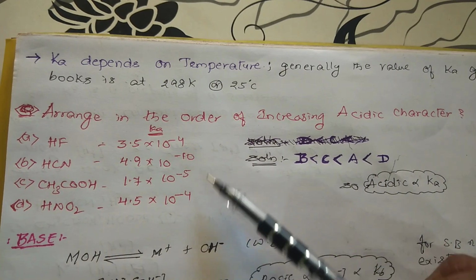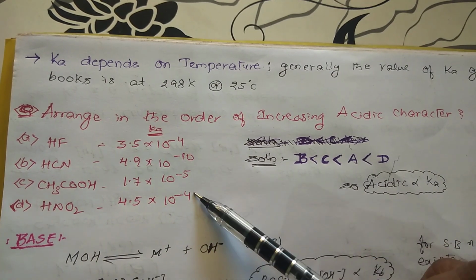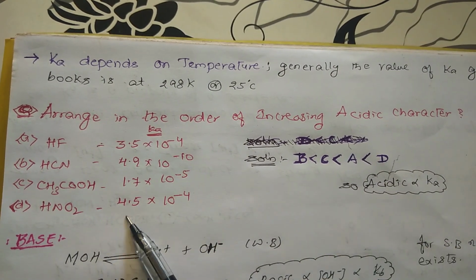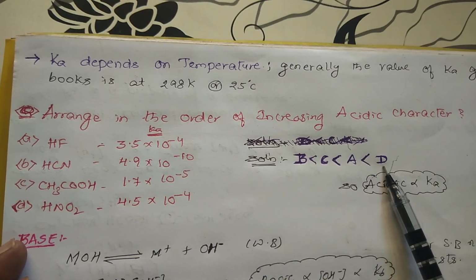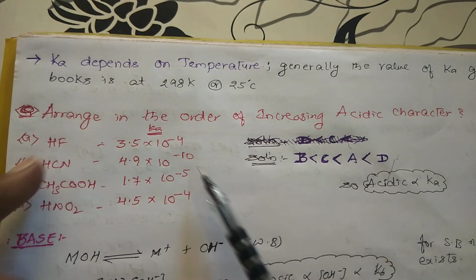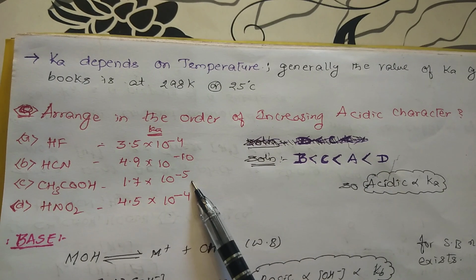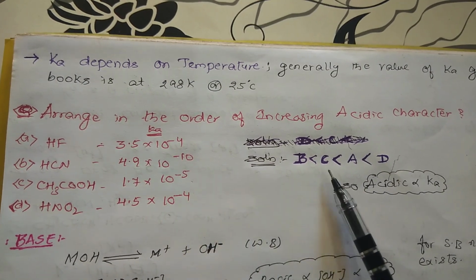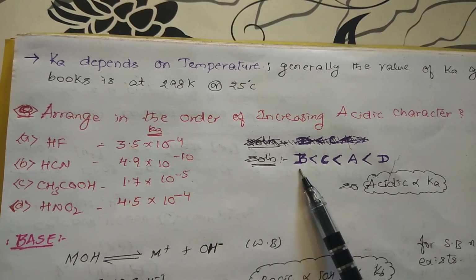So these two are very strong, 10 power minus 4. Among these two, which is very strong, 4.5 is very strong. So D is the highest acidic in nature. After that, A. Among 10 power minus 10 and 10 power minus 5, 10 power minus 5 is the strong acid, so it is C, and the least one will be B, HCN.